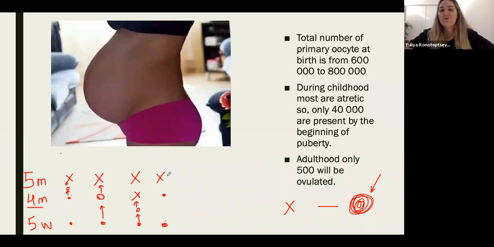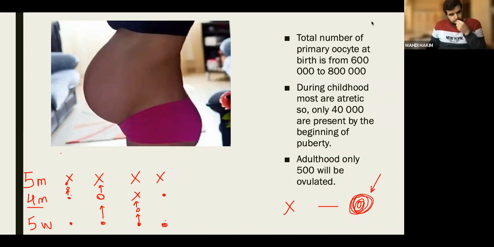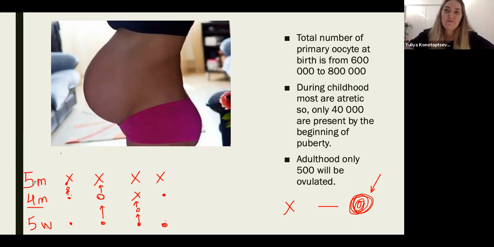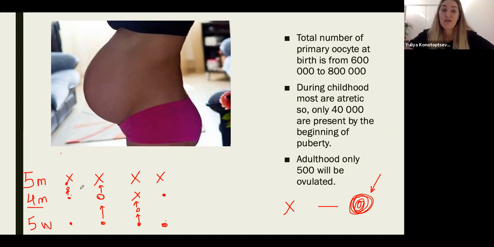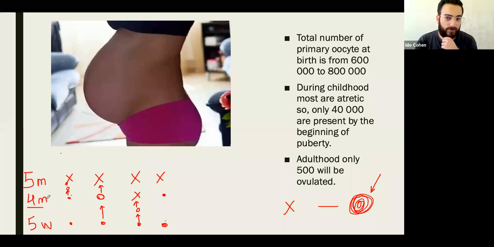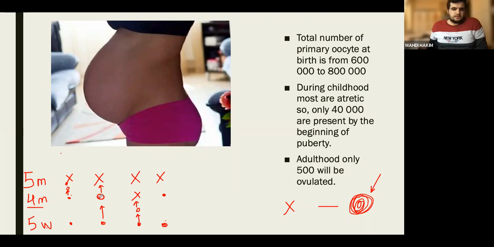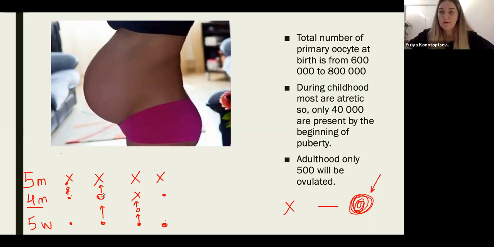Again, which cells can you see in the cluster during the 5th week? PGCs only. Which cells can you see in the cluster during the 5th month? The primary oocytes. Oocytes only. Which cells can you see in the cluster during the 4th month? Oogonia, primary oocyte, PGC. So you can see PGC, you can see oogonia, and you can see primary oocyte.